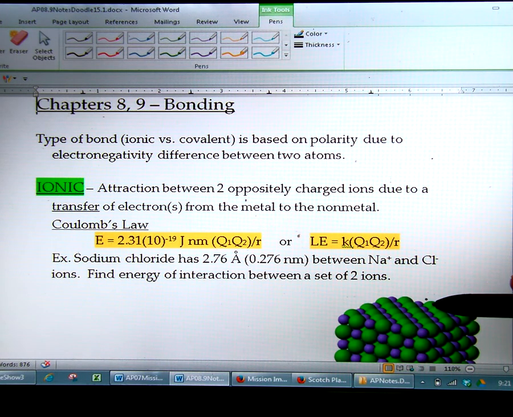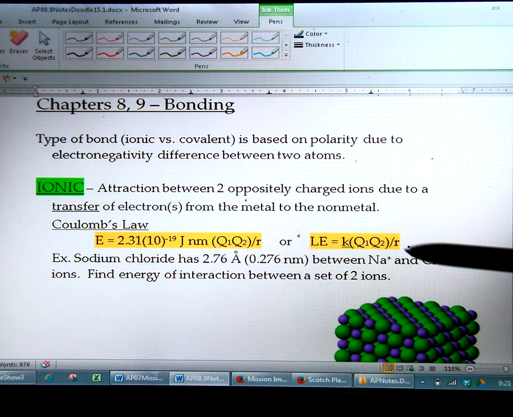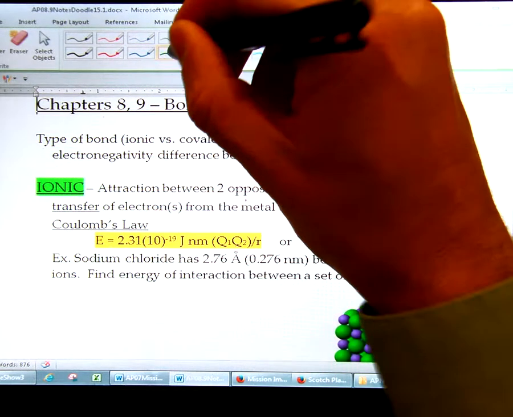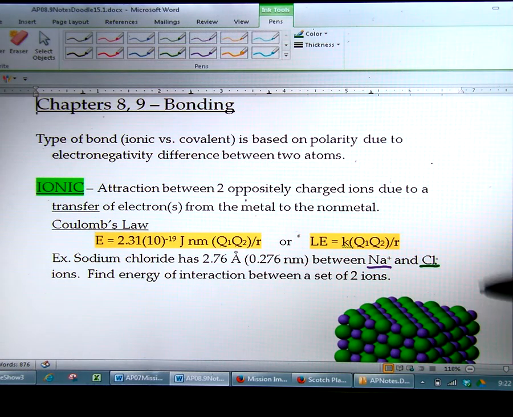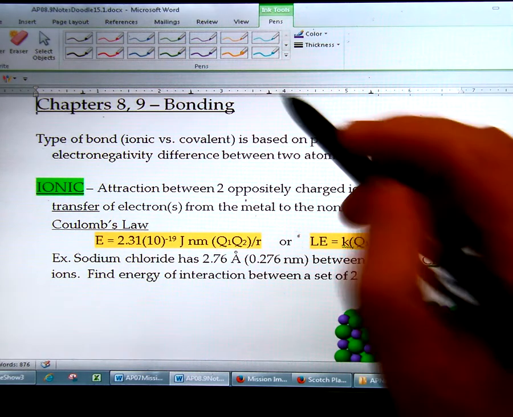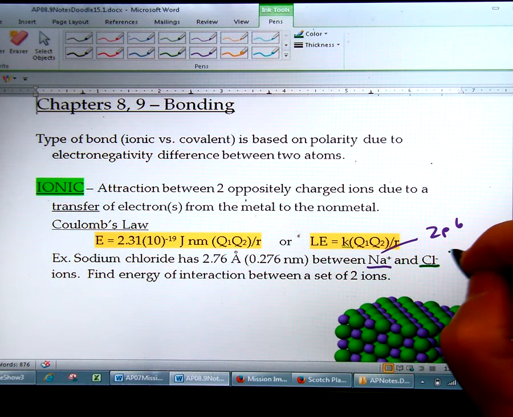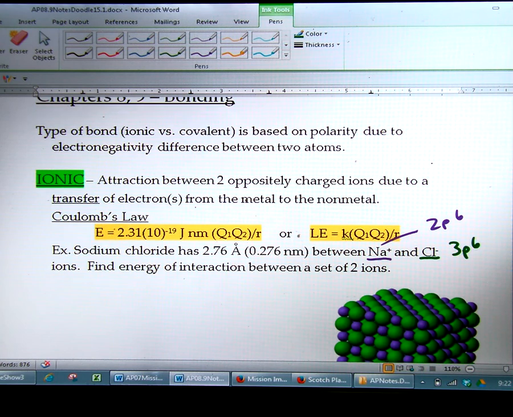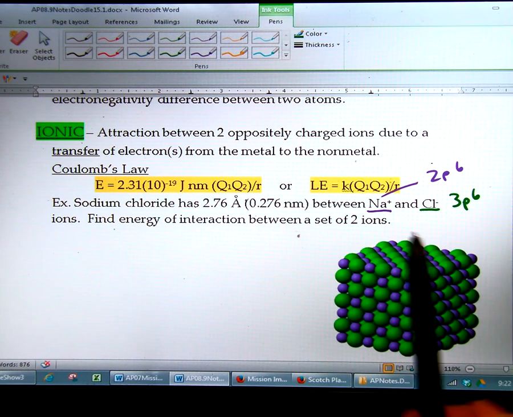In this case, we're going to look at Na+ and Cl-, sodium and chloride. As you can see from this diagram, the sodium is the positive ion and the chloride is the negative ion. You could actually figure out yourself that the Na is the smaller one because Na+ is going to end in a 2p6 versus Cl- is going to end in a 3p6. And so you know, because of shielding and higher energy level, chloride is going to be larger than the sodium ion. So let's figure out the force of attraction between the two ions, Na+ and Cl-.